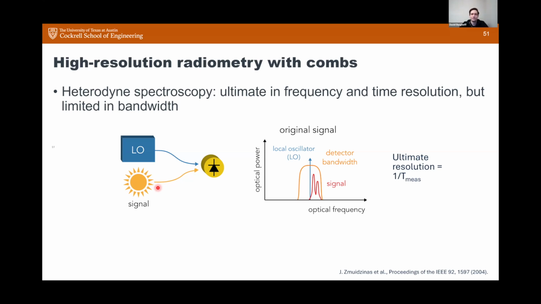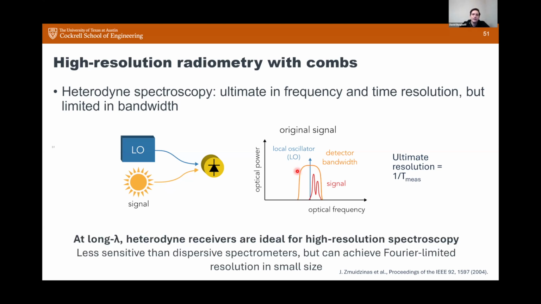It could be light from a star, light from the sun, something you're trying to image. An incoherent source, coherent source, doesn't matter. And the ultimate frequency resolution in this case is actually quite good in heterodyne spectroscopy. It's the reason it's used for radio waves and also for terahertz. And it's basically 1 over the measurement time. By beating your local oscillator with your signal, you measure a down-converted copy of your signal, and this down-converted copy is very high resolution.